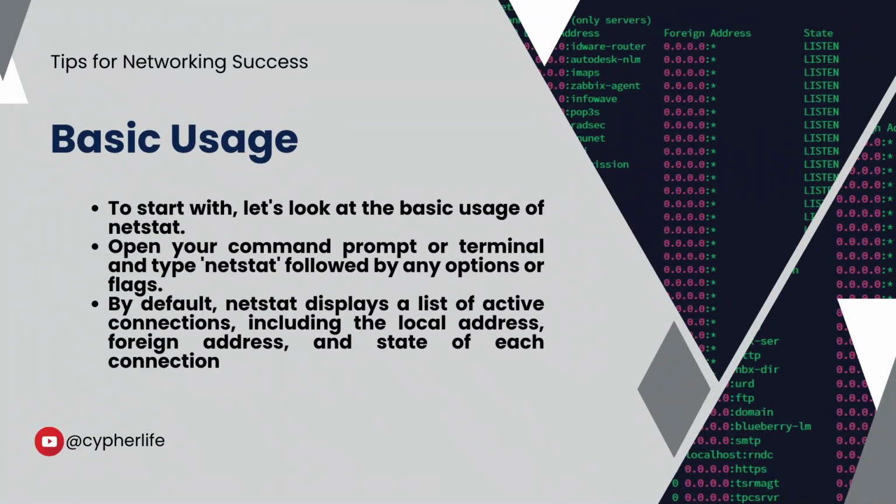Basic usage of the netstat command. To start with, let's look at the basic usage of netstat. Open your command prompt or terminal and type netstat followed by any options or flags. By default, netstat displays a list of active connections, including the local address, foreign address, and state of each connection. The local address represents the IP address and port number of your computer, while the foreign address represents the IP address and port number of the remote host.